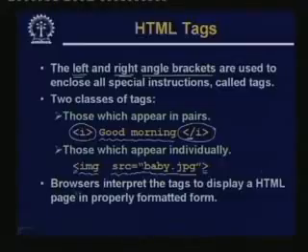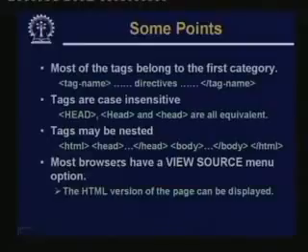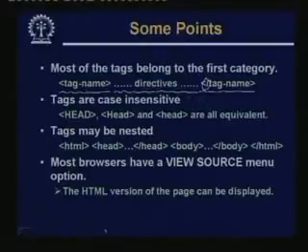Okay, browsers have the capability to interpret the tags so as to display them in a properly formatted form on the window of the browser. Some points to note: number one is that most of the tags we use belong to the first category, in the sense that it starts with a tag name, it finishes with the end tag where there is a slash character at the beginning, and in between there is something, this can be a text, this can be a table, whatever, which will get formatted according to which tag you are specifying.